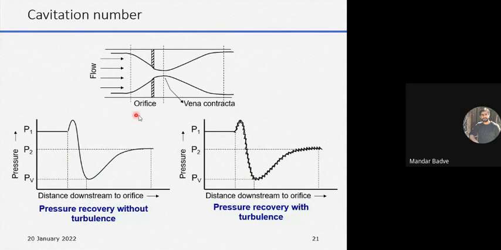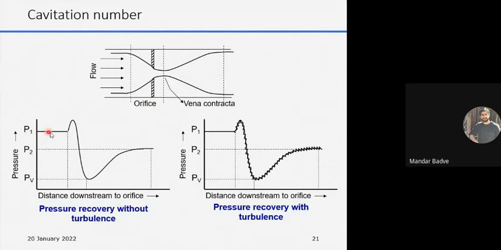This is how the typical pressure profile of a liquid flowing through an orifice looks. These are the streamlines. Imagine this is your orifice, this is your flow. This is how the streamlines will look, and this will be your pressure profile.